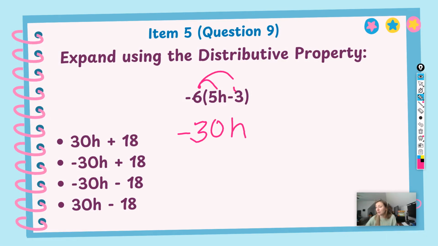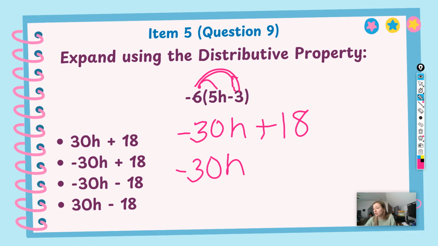And then negative 6 times, this is really like a negative 3. So when you have the same sign, negative 6 times negative 3, it will be positive 18. Another way you could show this is still negative 30h, but then negative 6 times 3 would be a negative 18, and you could keep that subtraction sign. But this right here was not an option. You didn't have where you're subtracting a negative.